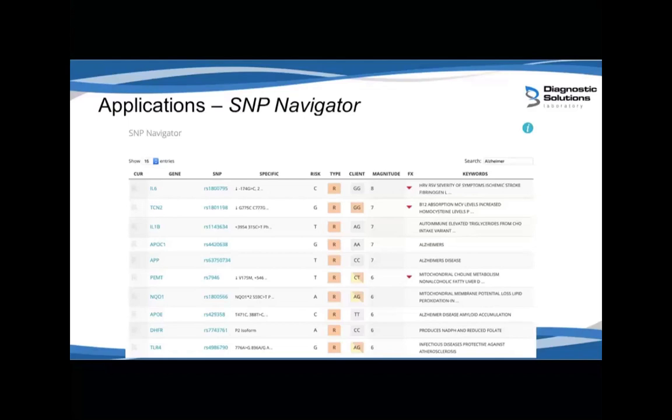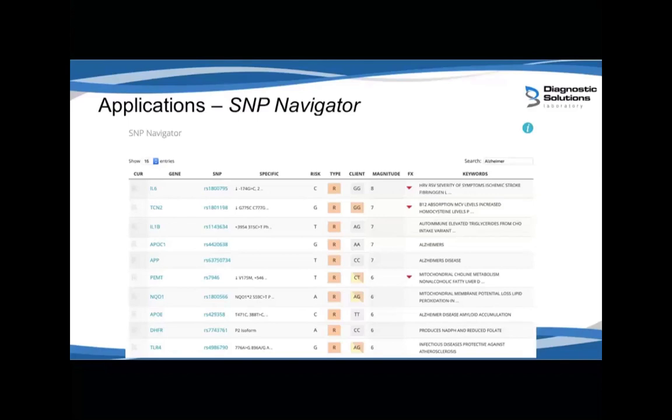And then you can see it's actually sorting it by the relative magnitude. So how important this actual SNP is in relation to the function of the gene. And so if you've got someone coming to you with a family history of Alzheimer's, or they've been currently diagnosed with Alzheimer's, you can come in here and look for some of the more relevant SNPs.